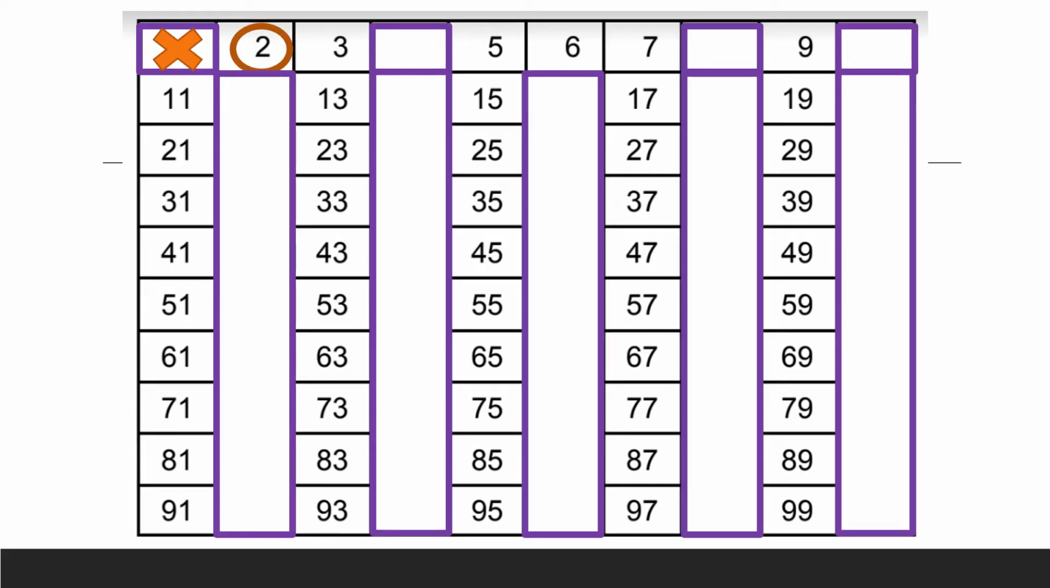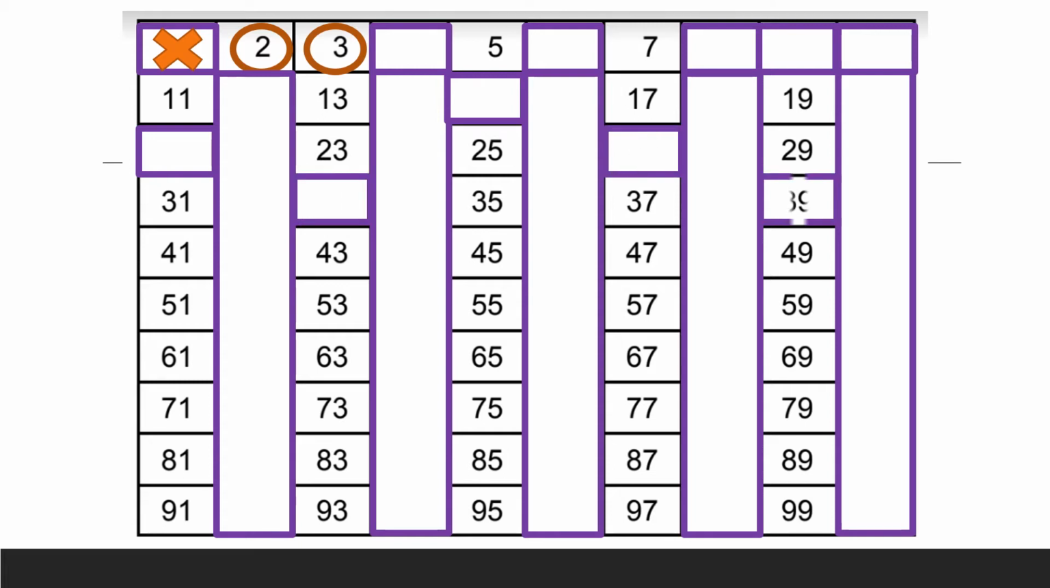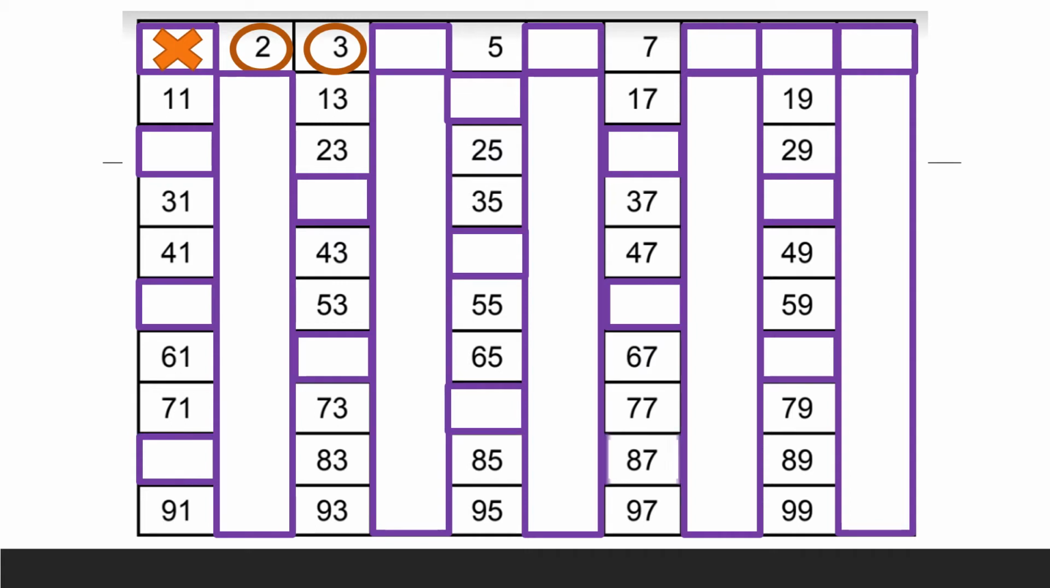Okay, now class. We are already done with step number 2 and step number 3. And for step number 3, we encircle number 3 and all multiples of 3. To start with, it's 6, 9, 12. It's already closed by 15. And then already closed by 18. Okay, and so on. I will close the numbers that are multiples of 3.